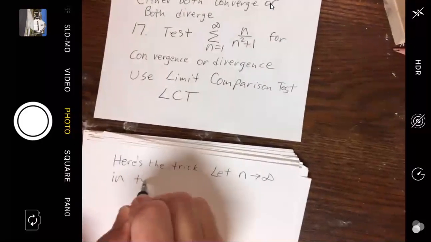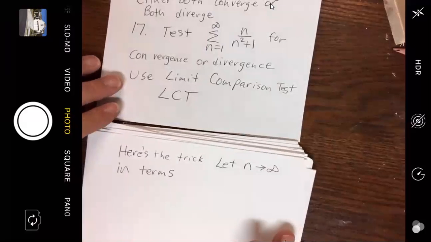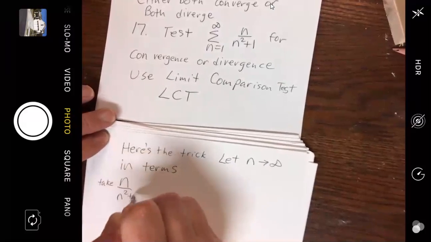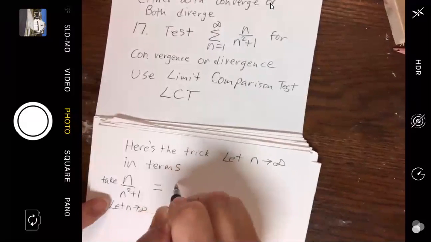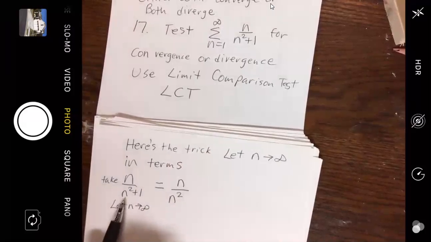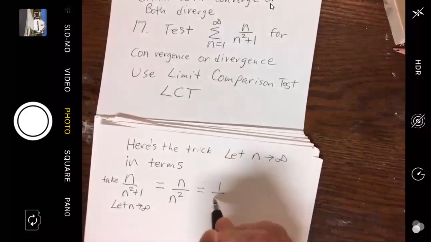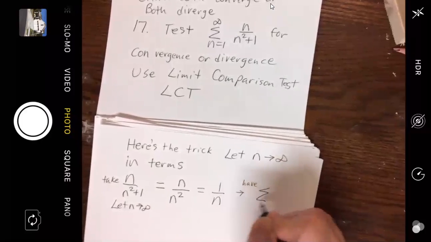So in your terms, I take n squared, add 1, and let n go to infinity. Well, this will look like n over n squared. You have to imagine what would happen. Don't really put an infinity squared in there. I want to keep my n's, but if I let the n go to infinity, infinity squared is going to swamp the 1. The 1 will be negligible. I'll keep n over n squared, and I can cancel this, and this will look like 1 over n. What I really have is a sum of 1 over n.